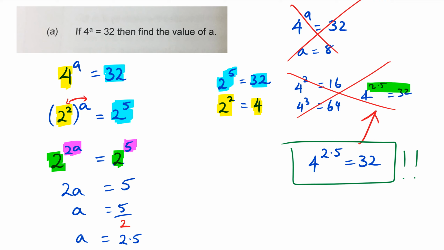Okay guys, as I was saying, this thing right here was a pure fluke. It doesn't happen all the time. It just happened to work out in this question. I could have picked any number between 2 and 3, and I happened to pick 2.5.